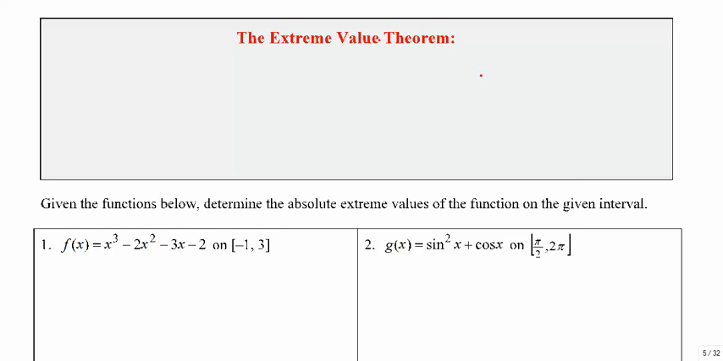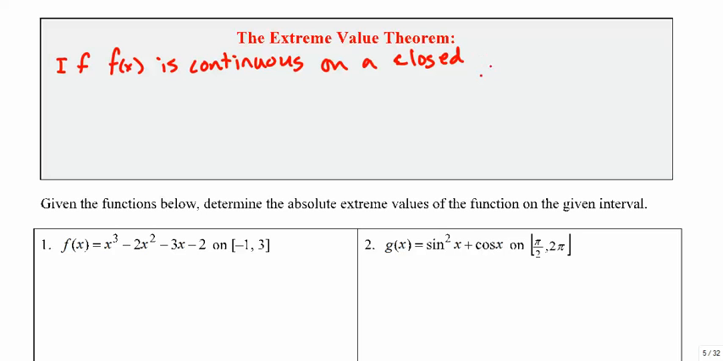Okay, so now we're going to give you what the extreme value theorem says. Again, remember, it is an existence theorem. So it says if f of x is continuous, and that is extremely important, it must be continuous, on a closed interval. It has to be closed because you need to talk about the endpoints. And then we'll call it [a, b].